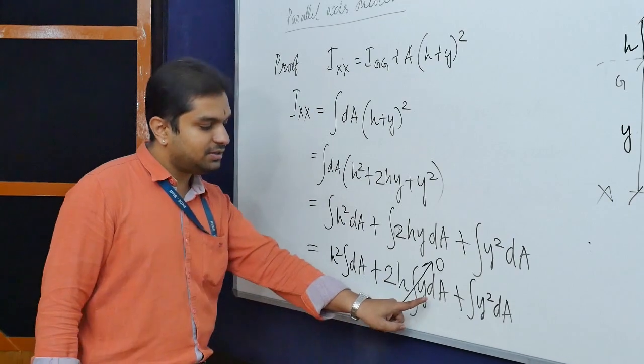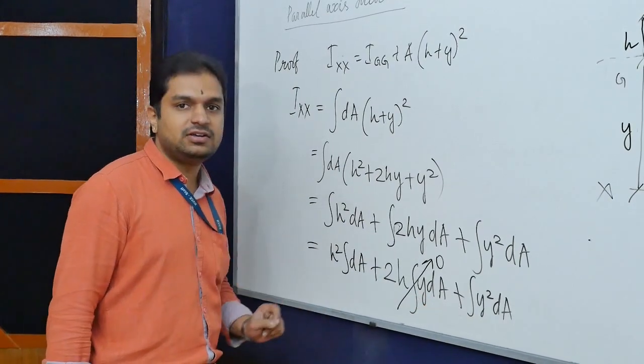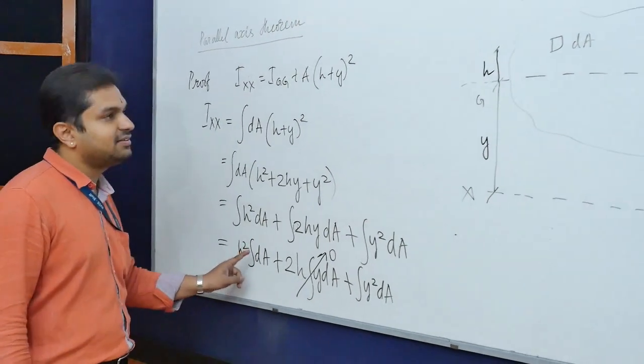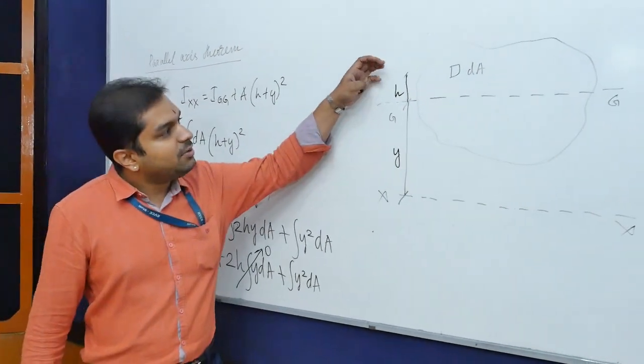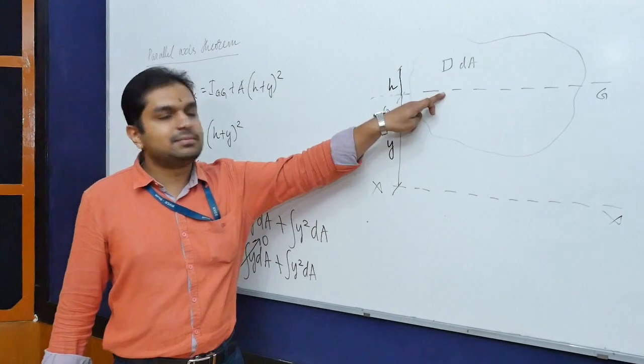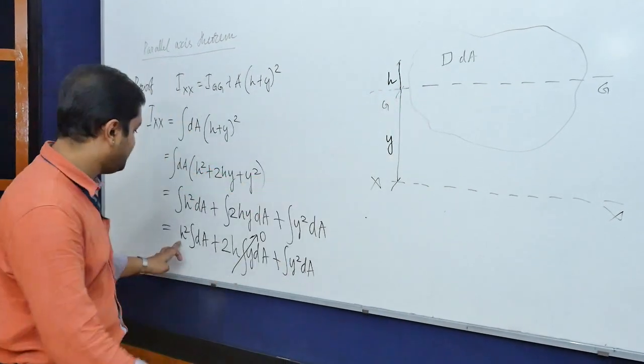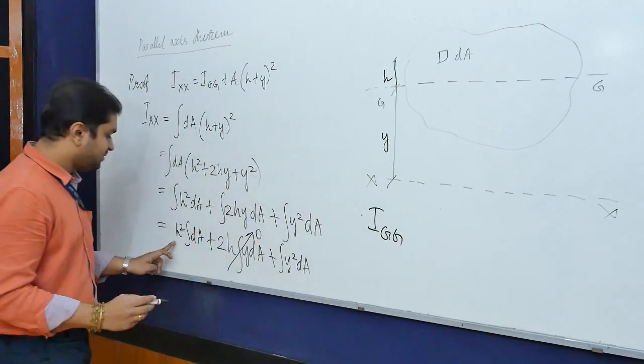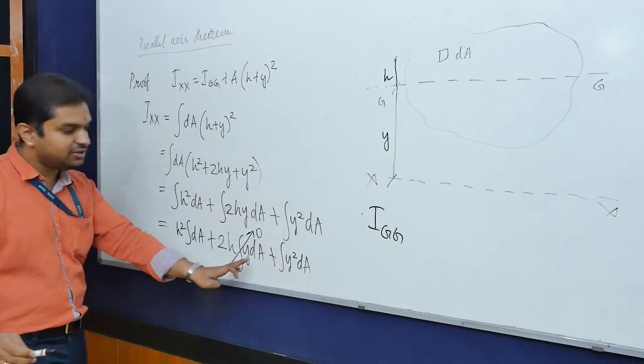From the basic assumption of the centroid, we know that the first moment of the area about the centroid is equal to 0. Going with the simplification, this h square dA term is nothing but the moment of inertia of the elemental strip about the centroidal axis, so we can write this as IGG. And since the second term is 0, we will proceed with the third term.